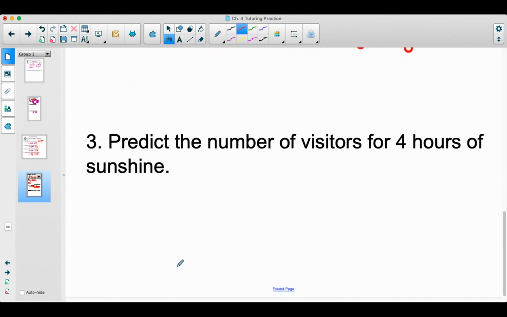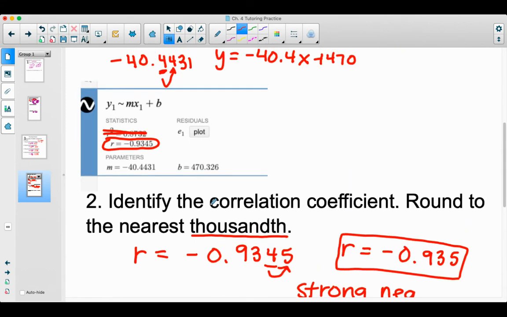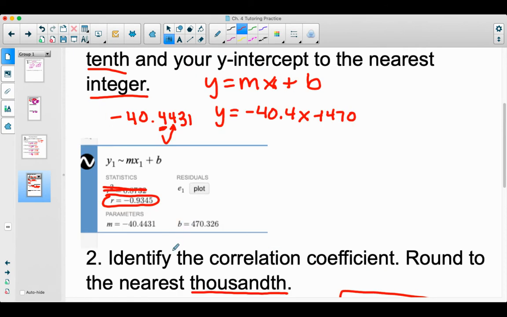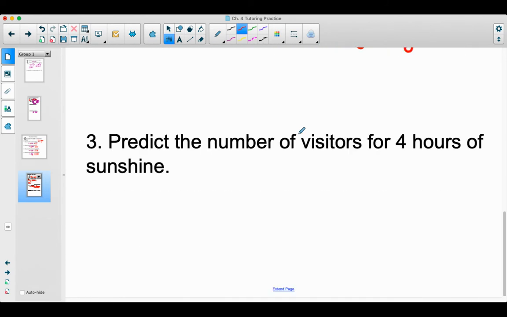Okay, so then number three says predict the number of visitors for 4 hours of sunshine. So, in order for us to do that, we need to use our line of best fit. And if you remember in the last video, we found our line of best fit to be y equals negative 40.4x plus 470. So, I'm going to write that down here. We have y equals negative 40.4x plus 470.